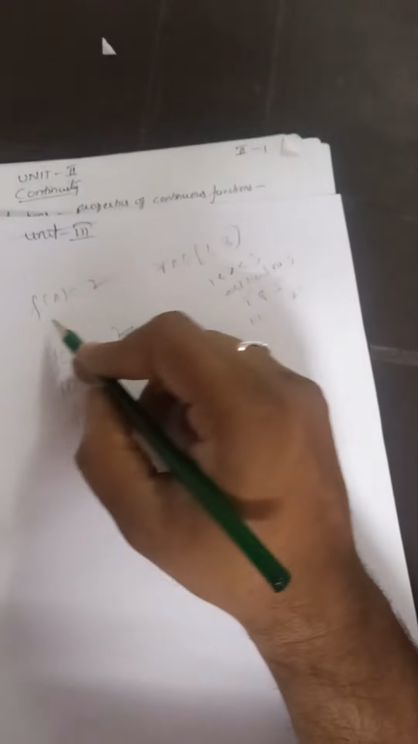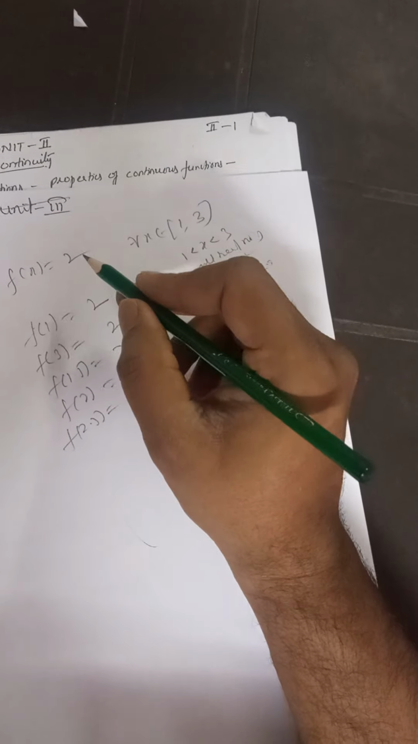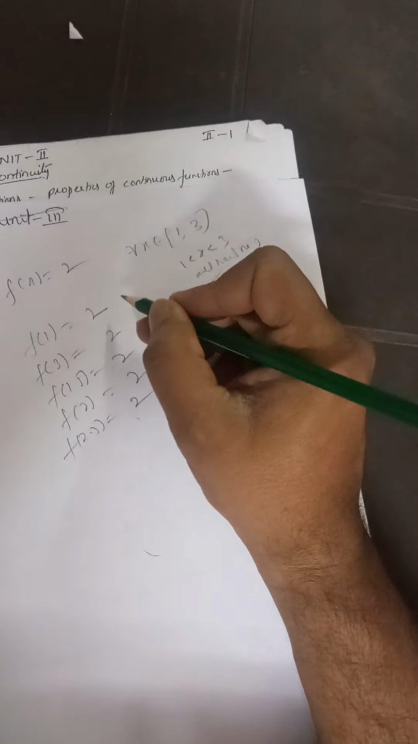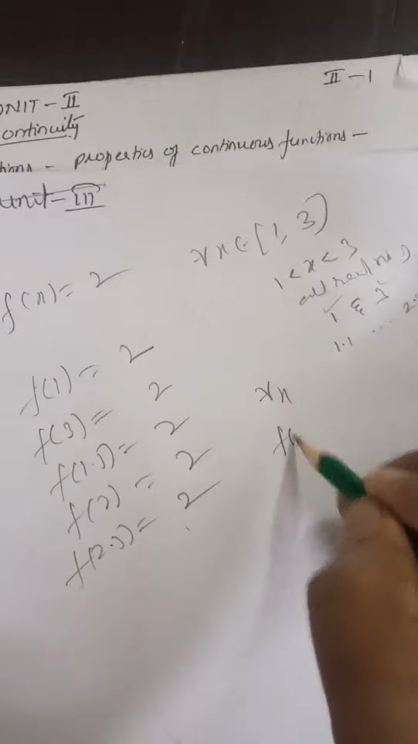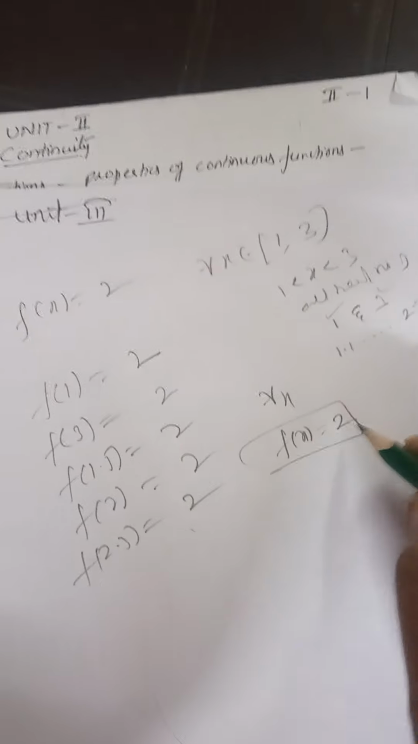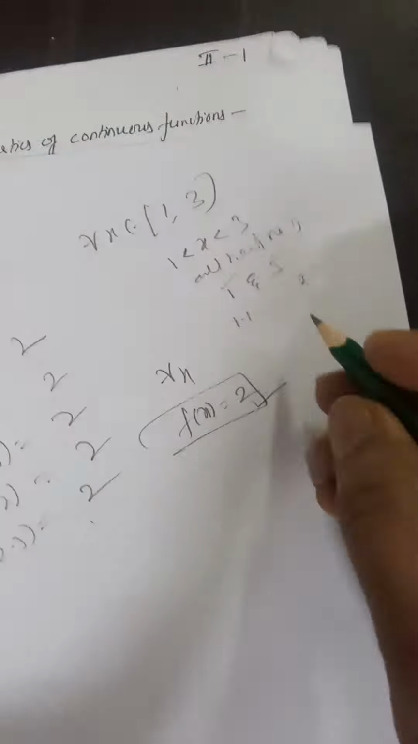Now f of x is equal to 2 means that if you substitute x is equal to 1, you are getting 2 only, because there is no x on the right hand side of the function. If you substitute x is equal to 1.5, you also get the same thing. X is equal to 2, also the same. X is equal to 3, also the same value. That means for all x, the function value is equal to 2. Therefore, it is said to be a constant function.